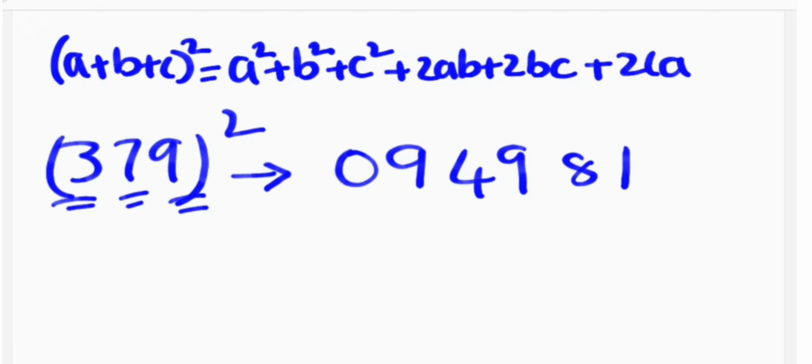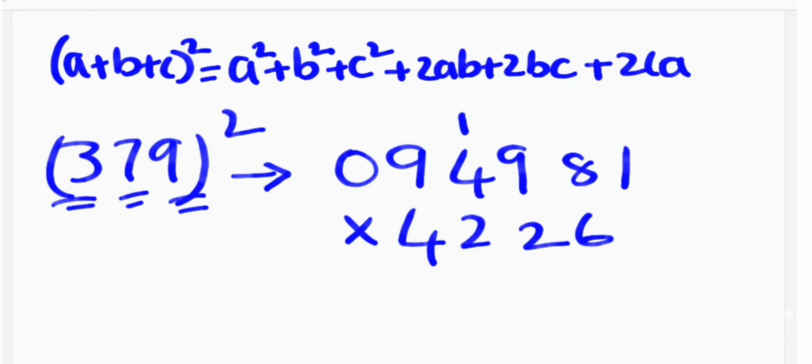Second row. Leave the first place. Now 2ab, 2 into 3 into 7, that is 42. Next 2bc, 2 into 7 into 9. 2 7s are 14, 14 9s are 126. Here we got 3 digits, but we have to write 2 digits only. Here we got 126, so write 2 6 here. 1 will be carried forwarded to the next place. Next second row completed. Third row, leave the first place here. Now 2ca, 2 into 9 into 3, that is 54.